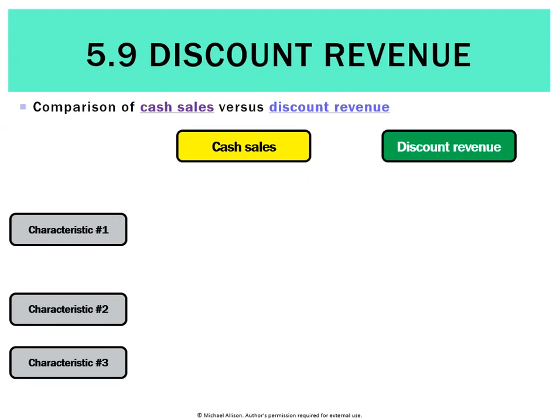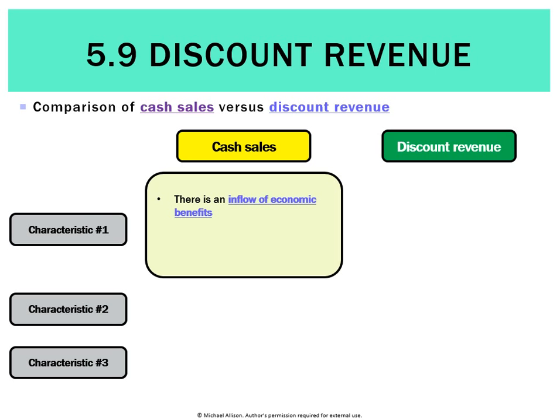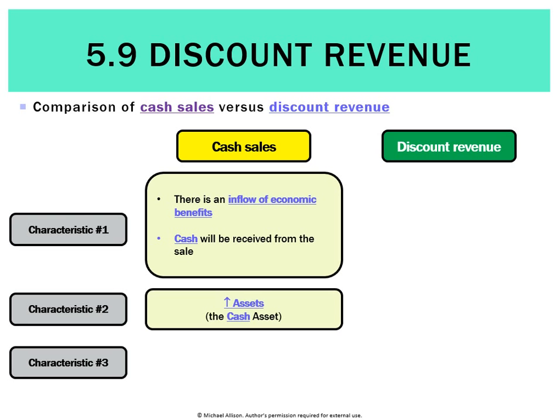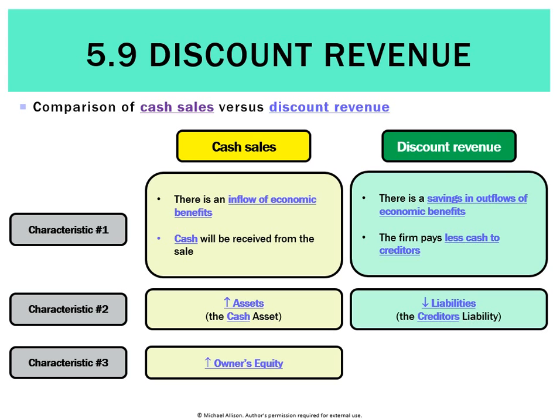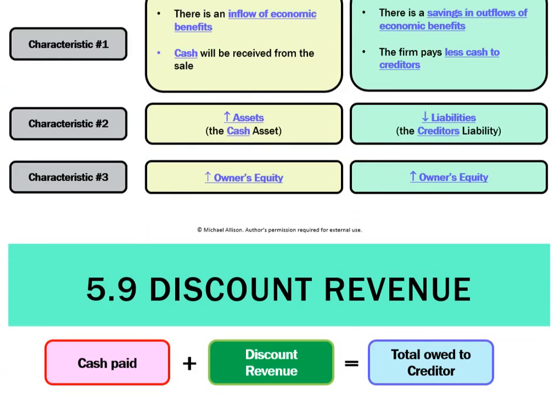Looking at the two examples side by side, cash sales was a revenue because there was an inflow in the form of cash. It made an asset increase called the cash asset, and owner's equity went up. Discount revenue was different. Instead of there being an inflow, there was a savings in outflows. In this case, the firm saved cash. Instead of an asset going up for our second characteristic, a liability went down, in this case the creditor's liability, but overall it did make owner's equity go up, which is something that both share in common.